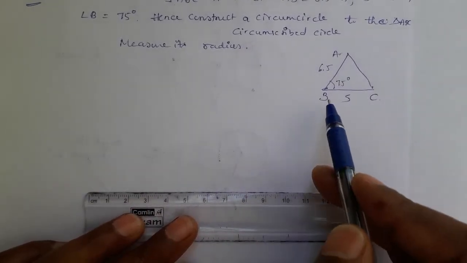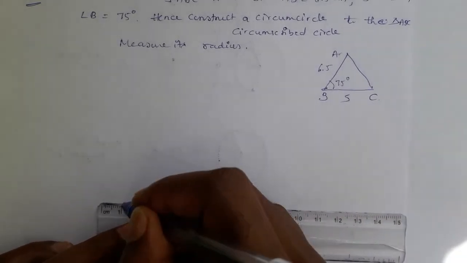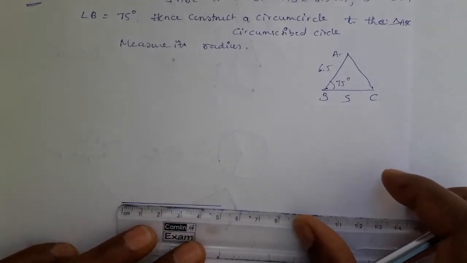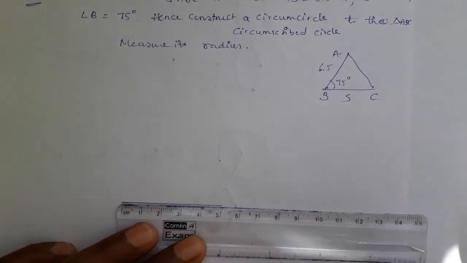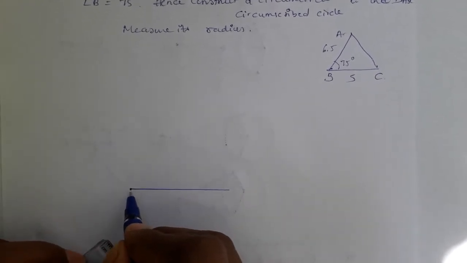So first we refer BC. BC how much? BC is 5 centimeter given, right? So we'll draw first 5 centimeter BC. Look at BC, 5 centimeter is drawn here. Are you following? From 0 to 5. So we mark this as B.